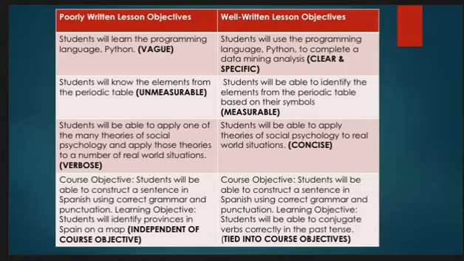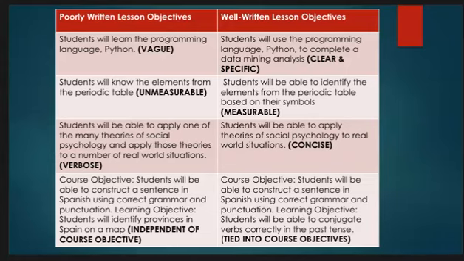So in this table, if we think about those three criteria, specific, measurable, demonstrable, the column on the left are poorly written objectives. On the right, they're better. So on the left, we see, students will learn the programming language Python. Well, that's really a vague statement. What does it mean to learn this programming language? Whereas on the right, we read, students will use the programming language Python to complete a data mining analysis. So that's much more clear. It's much more specific about what we expect that our students will be able to do.